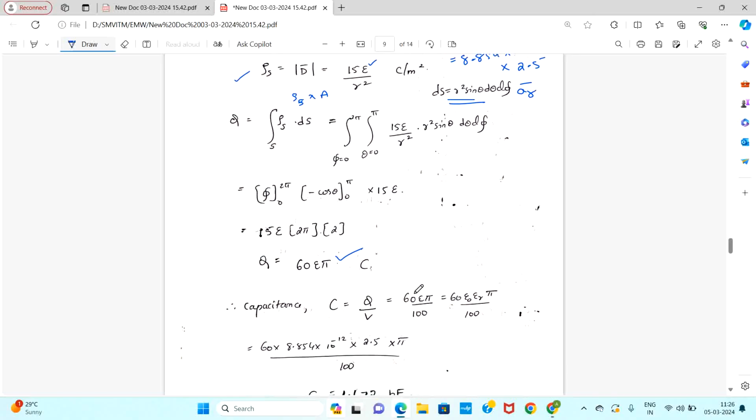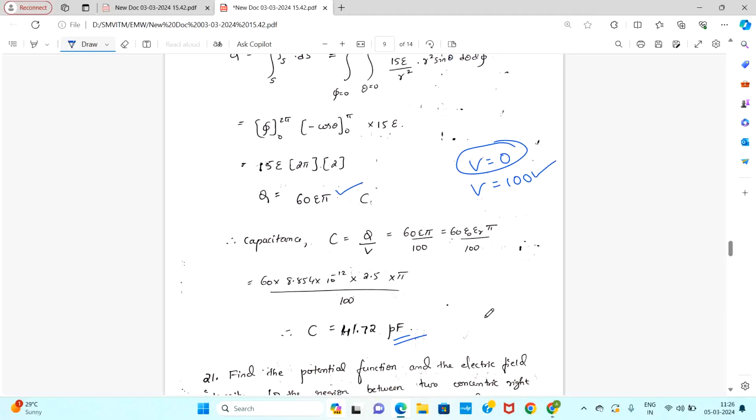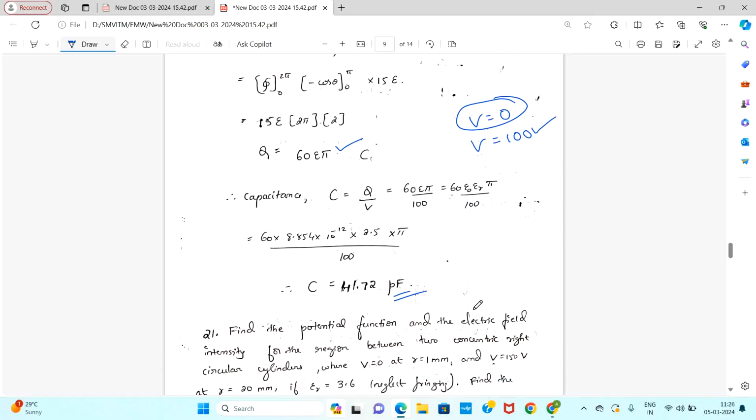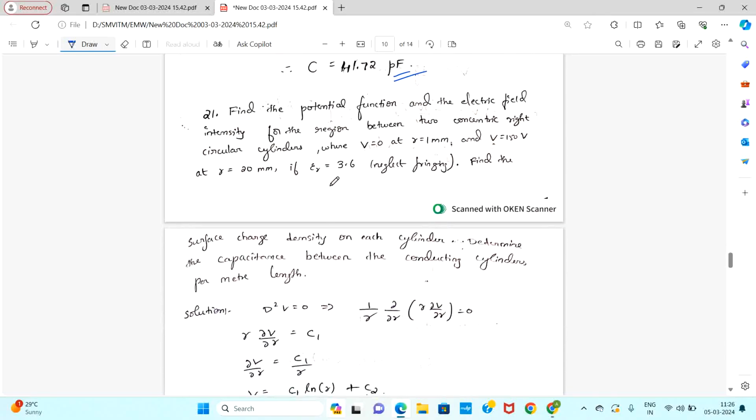Okay. And once the charge is found, capacitance will be Q by V. Again, I told you there are two values for potential: one is 0, another is 100. You cannot choose 0 because you get infinite capacitance. You have to choose the value 100 here. By substituting that and simplifying, you will get the capacitance value, which is 41.72 picofarad. Okay. So I want you to please solve all these questions yourself and check if the answers are correct. If you have understood the procedure, it is quite easy. All the problems are similar. So move on to the next one.